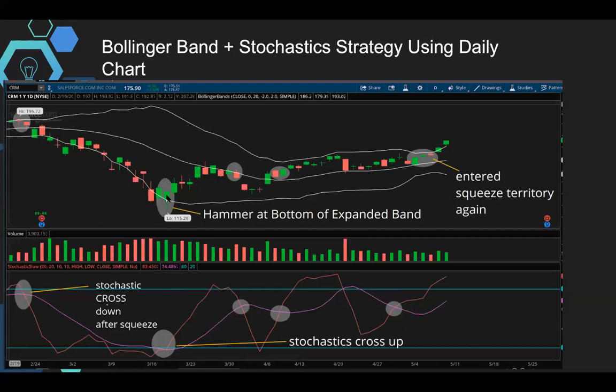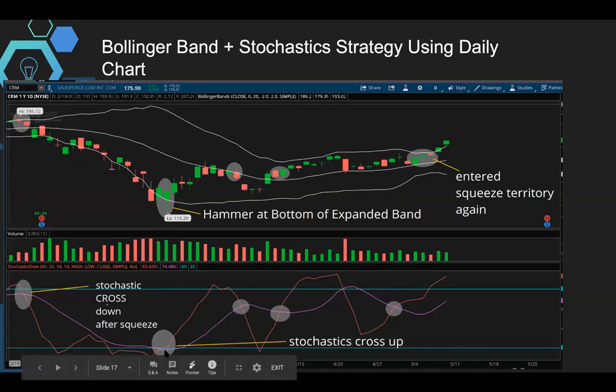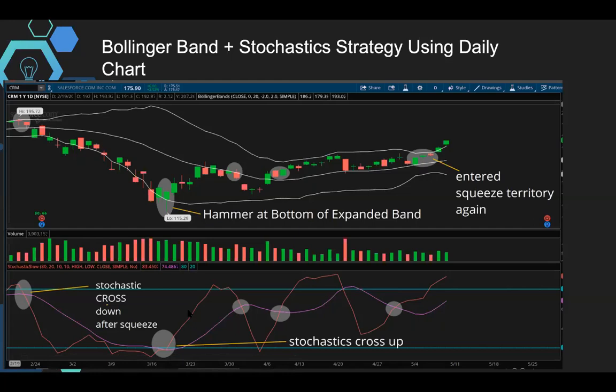Hammer. When you have a hammer on there, and then you have the bands that just expanded, that's overextending out of the band, it can potentially retrace. You have decent enough volume, plus you have the stochastics crossing over from being bearish and shifting to a bullish momentum. Don't you have four different indicators telling you to enter the trade?